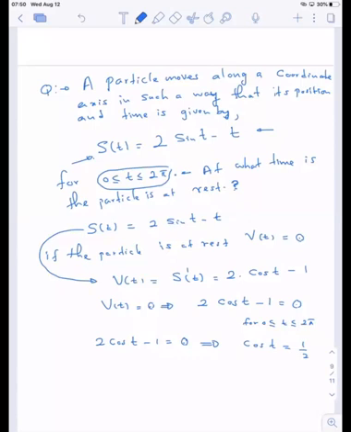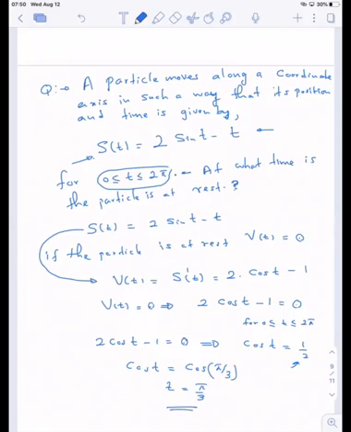Now if you go and look at the trigonometric values in a table, you will realize that this half is basically cosine of 60 degrees. In terms of radians, that will be π/3. So when the value of t is equal to π/3, the velocity of the particle will be equal to 0.